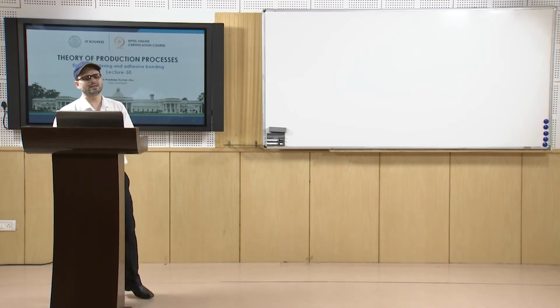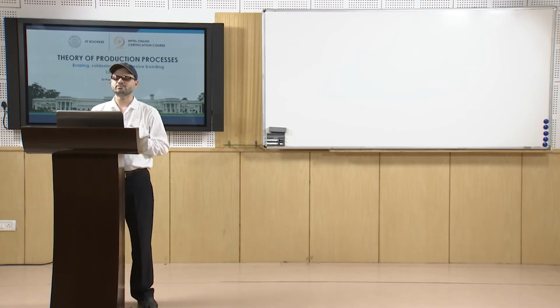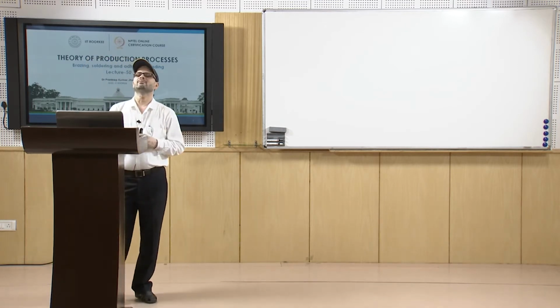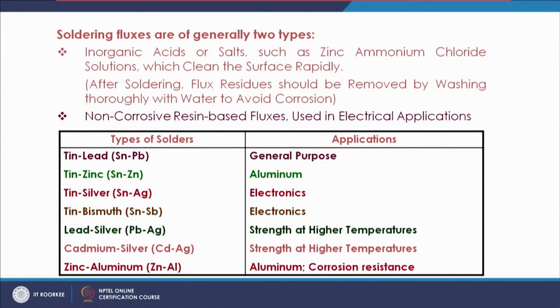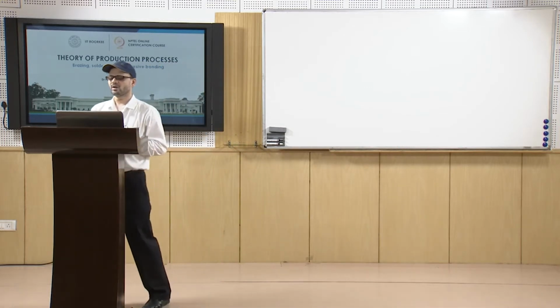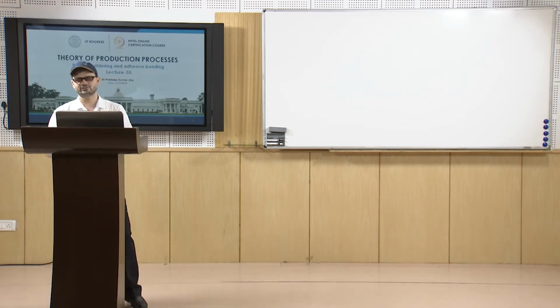So, as we know, you have the different types of fluxes, and as we discussed, you will have inorganic type of fluxes which will be consisting of normally the inorganic acids plus salts. So, normally ZnCl2 also is used as the flux for steel. Similarly, you have the ammonia based compounds also used, and the precaution which is taken in the case of these fluxes is that normally they are corrosive. So, they must be removed in these cases.